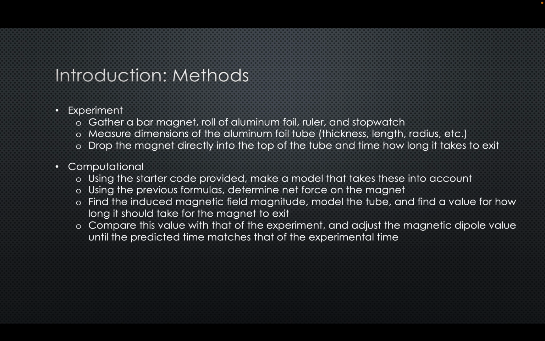For the experiment, it just involved gathering a bar magnet and aluminum foil, measuring the dimensions of the aluminum foil, and timing it as we dropped the magnet through the foil tube. The computational method involved modeling such a tube and magnet, setting the relative magnetic dipole moment, and then finding the forces of gravity and the magnetic force induced by its movement, and then determining how long it would take to move all the way through the tube.